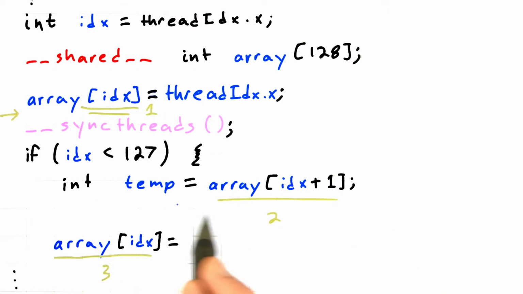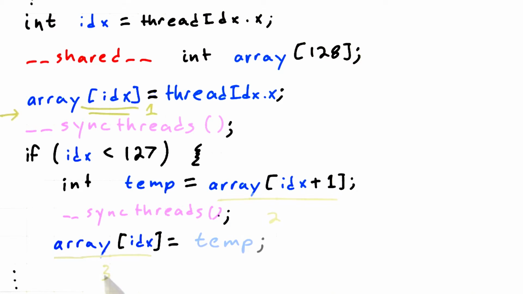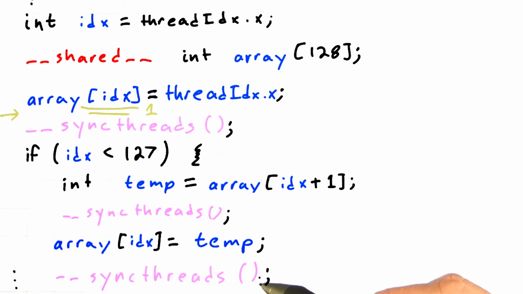We'll make this read operation explicit, put it in a local temporary variable. We'll call sync threads. We'll perform the write operation explicitly. And then, just to be absolutely safe, before anybody can use these written values, we need another sync threads to ensure that all of these write operations have completed before anybody attempts to do anything with this array value afterwards.